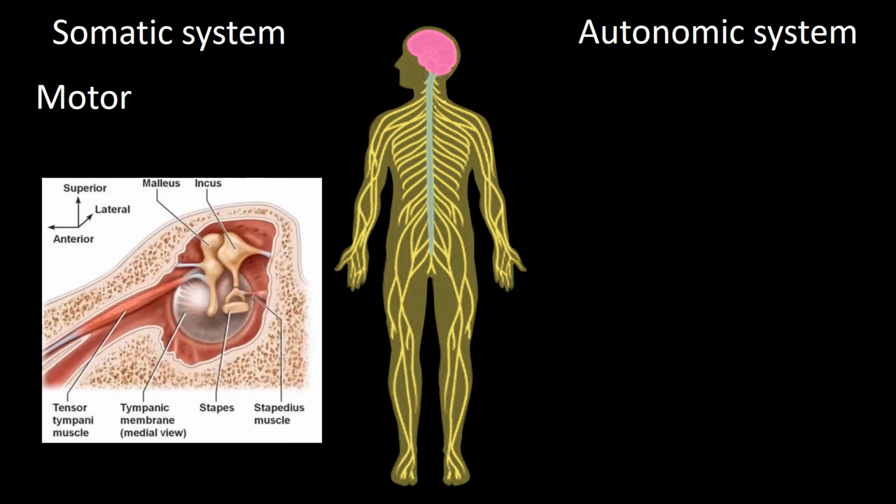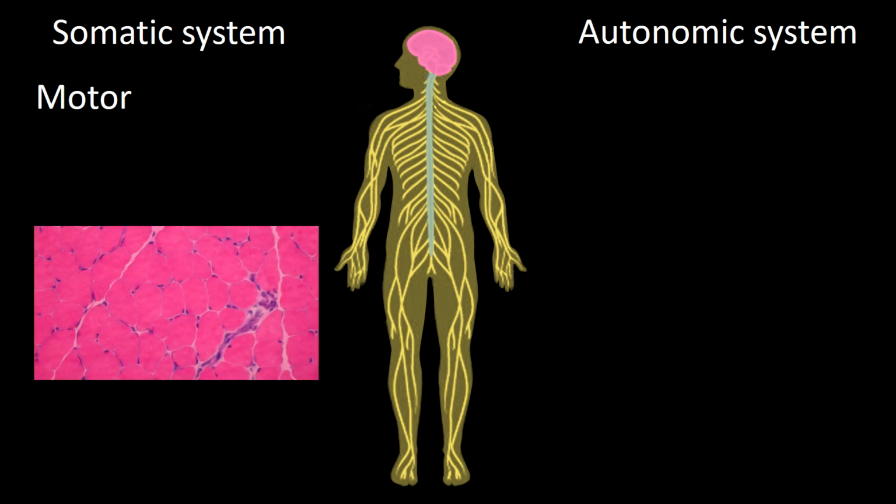The middle ear muscles cast a shadow on the use of voluntary control to define the motor arm of the somatic system, because neither the tensor tympani muscle nor the stapedius muscle is under voluntary control, yet we will consider them somatic system muscles. Here I have introduced a transverse histological specimen of a paraaxial mesoderm-derived muscle.